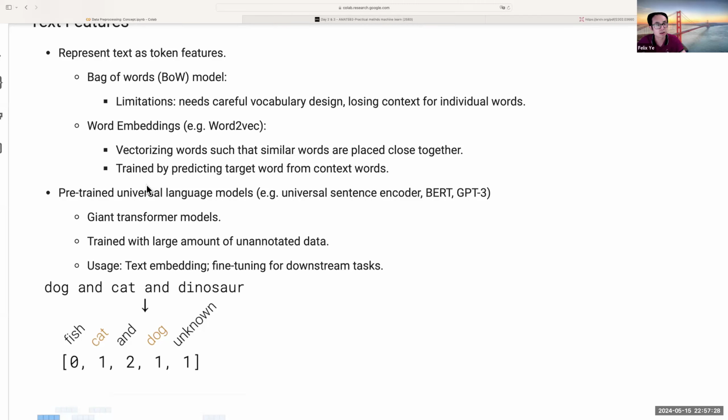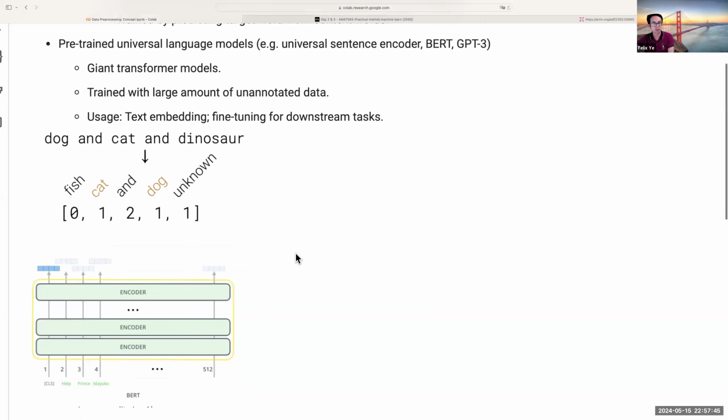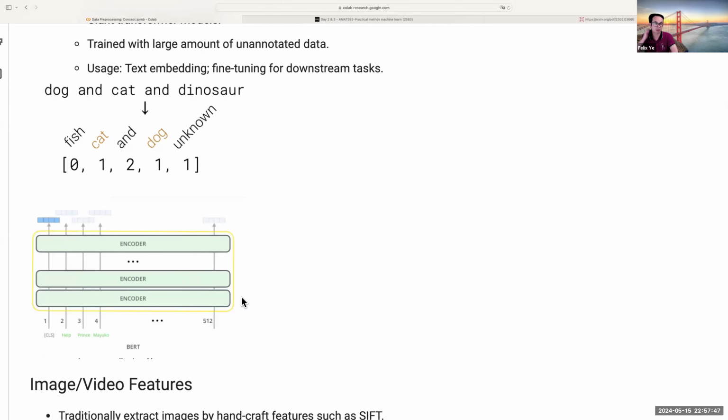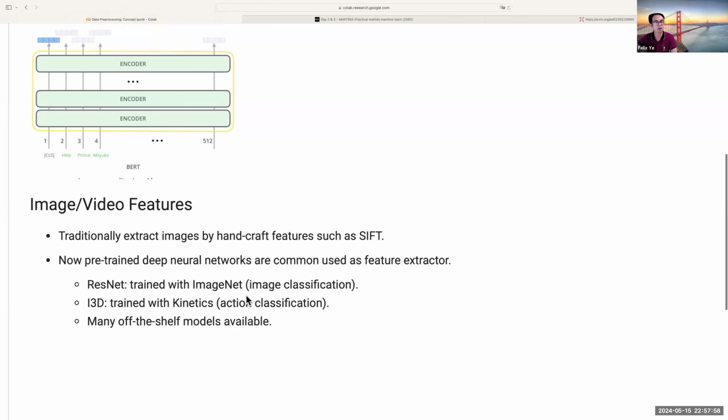All right, and of course we can use pre-trained universal language models. For example, we can use transformers. We can train on a large amount of data, and we can do text embeddings, fine-tuning, all these kinds of stuff. So these are transformers. We are not going to talk about transformers here, but keep in mind they have been very popular in the past couple of years.